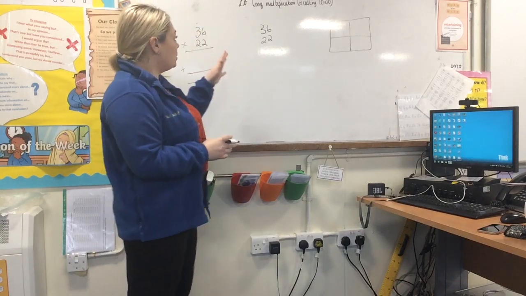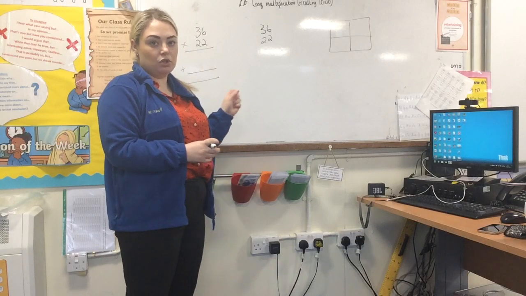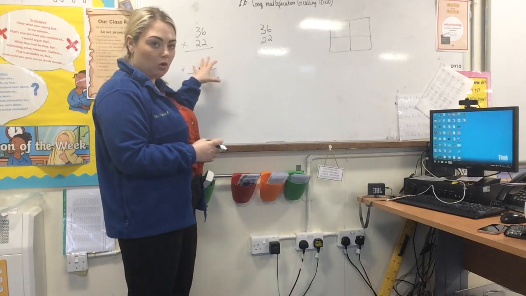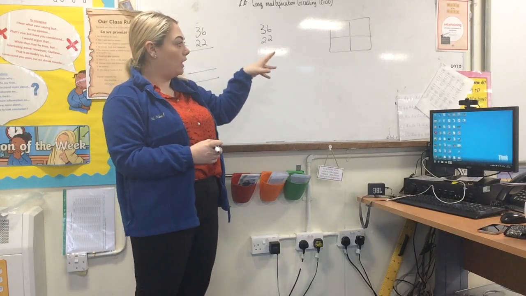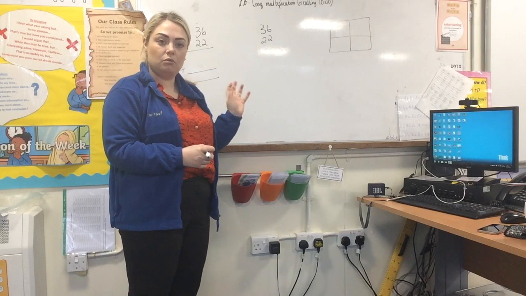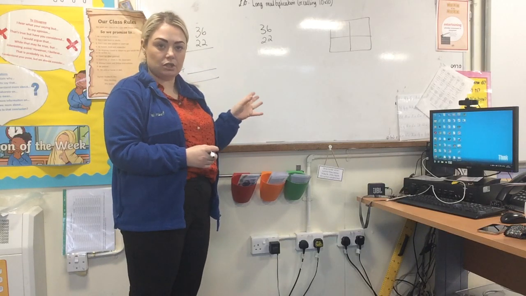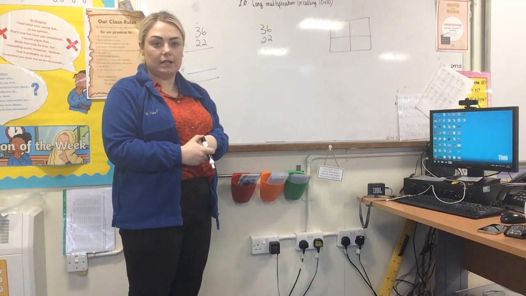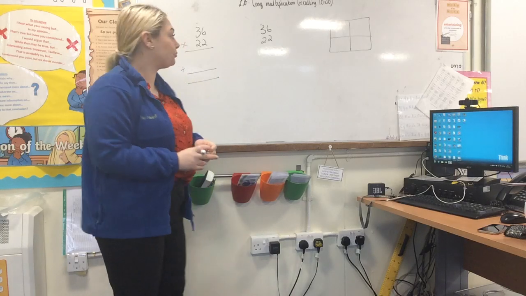So we're going to start off. There are two different ways that you can do long multiplication. You can either do it in a column or you can do it in a grid. Once we finish this video, it's totally up to you which method you decide on, as long as you get to the right answer, either way is fine.